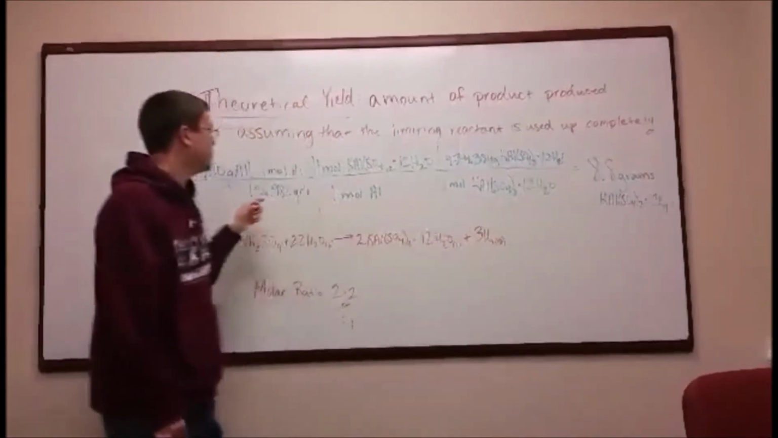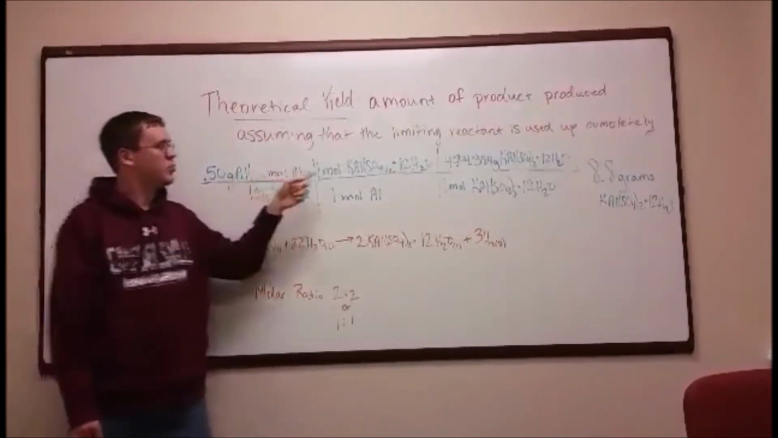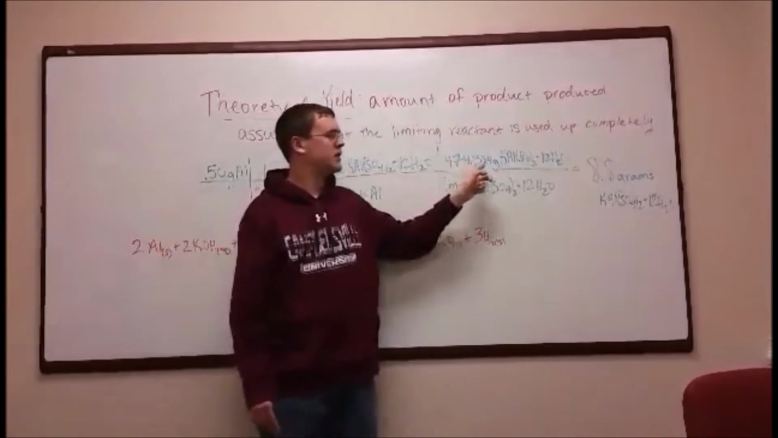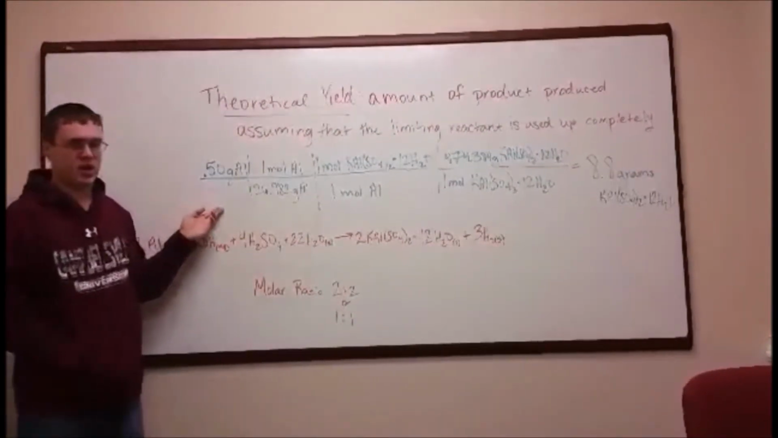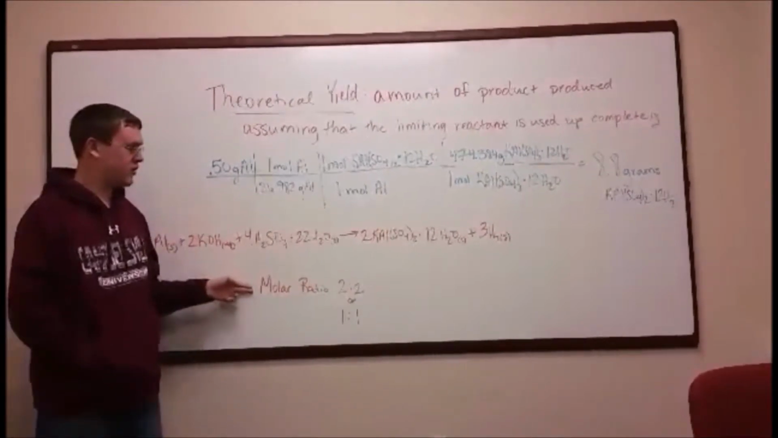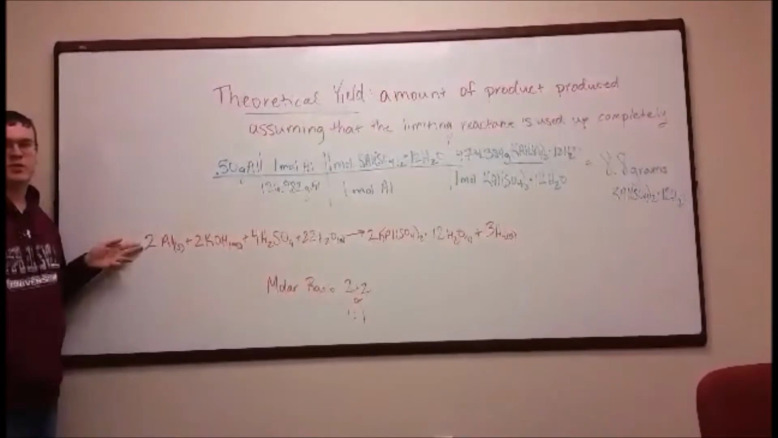And to do that, we go from grams of aluminum to moles of aluminum to moles of our hydrate to grams of the hydrate. And to get our numbers for this, we need to know the molar ratio, which comes from the balanced chemical equation.